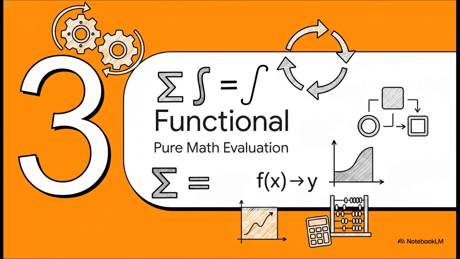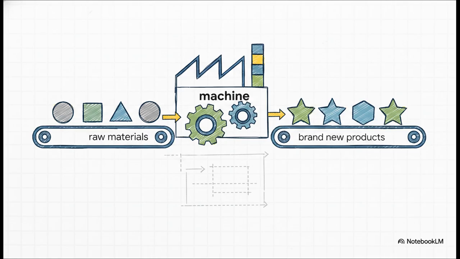Next up is Section 3, Functional Programming, which relies on pure math evaluation. So what if we remove the idea of changing state entirely and just treated our code like pure mathematics? Well, in functional programming, we don't alter the original data at all. There's a strict avoidance of mutable data. Think of it like a perfectly clean factory assembly line. You pass raw materials into a machine and a brand new product comes out the other side. The machine didn't destroy or change your original blueprint, it just evaluated the inputs and created something entirely new.